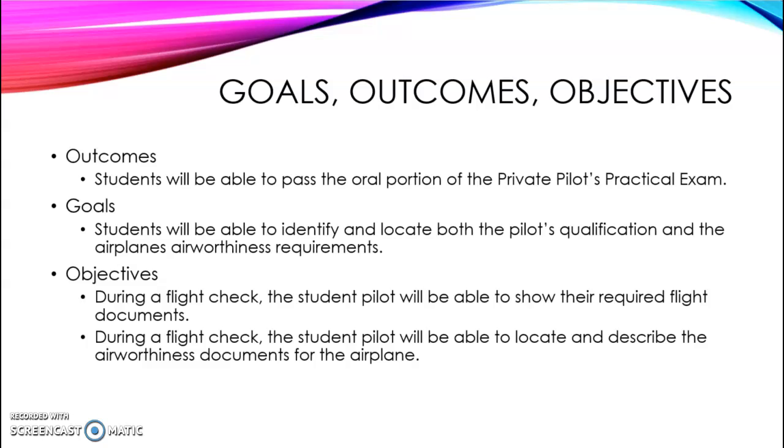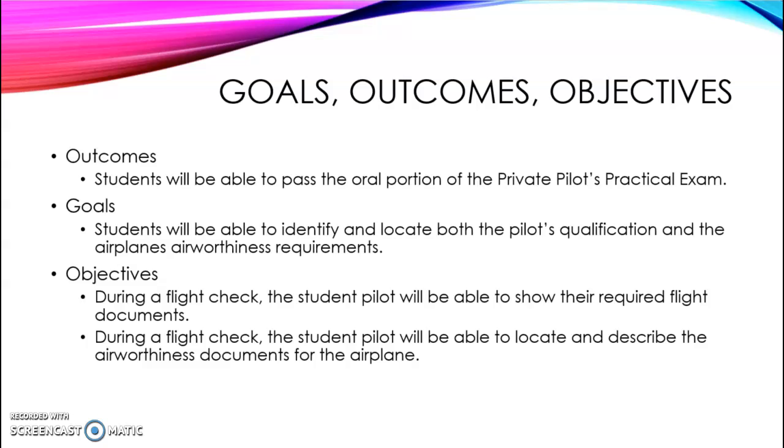Goals are broad, general statements of what we want our students to learn. A goal must be realistic and achievable, but not usually measurable. So one of my goals was students will be able to identify and locate both the pilot qualification and the airplane airworthiness requirements. Objectives are specific learning outcomes, which are derived from the course goal. A goal usually has multiple course objectives.